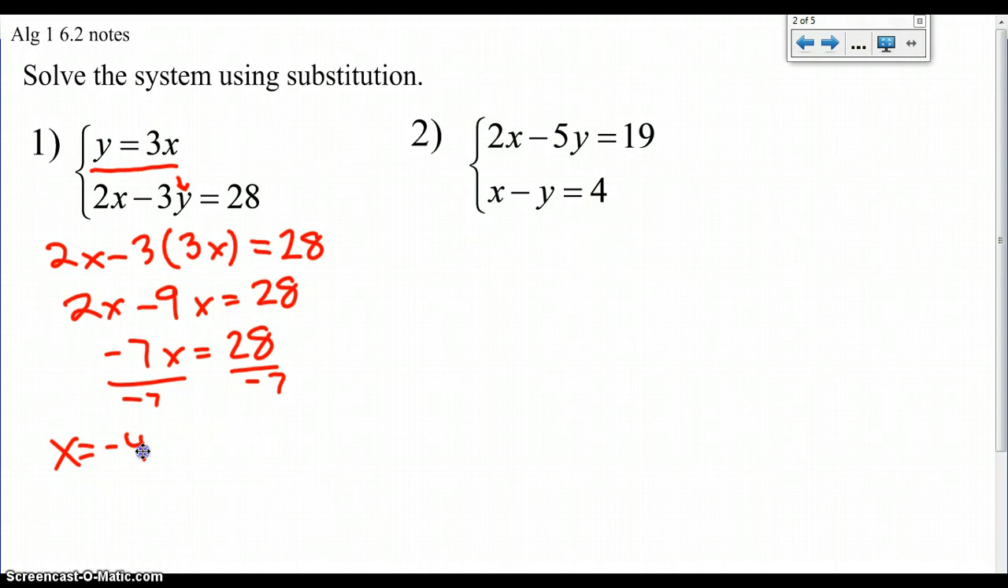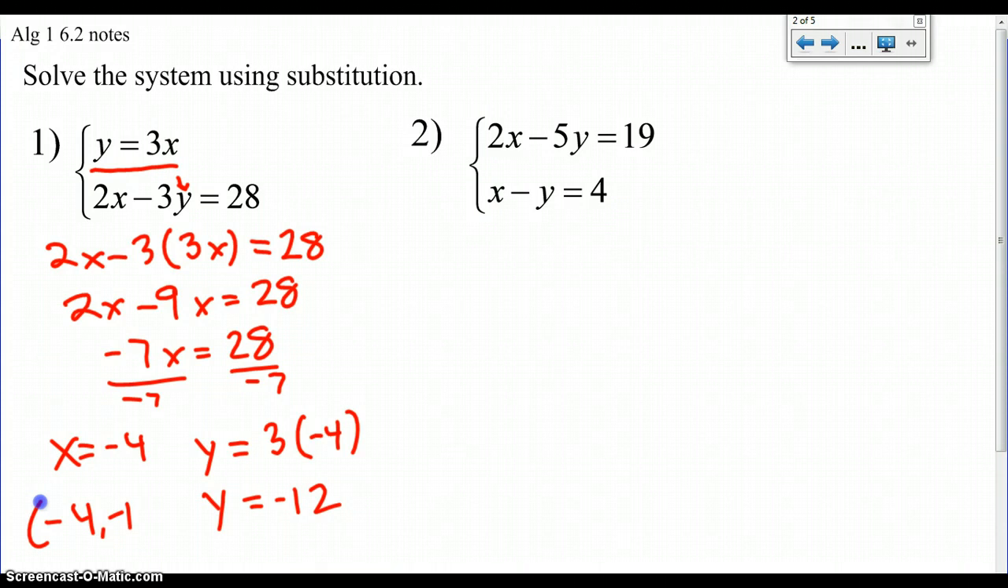Then the last step is just to take that x value. I'm going to plug it into the first equation. You could plug it into the second. I just think the first one is a little bit simpler equation. And I have my solution. It's (-4, -12). Again, that means if I graphed those two lines, they would intersect at the point (-4, -12).